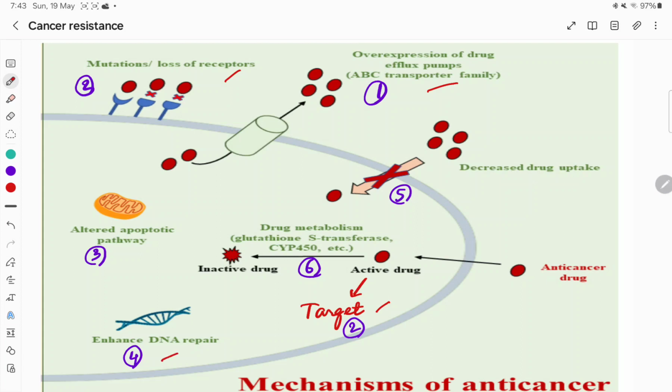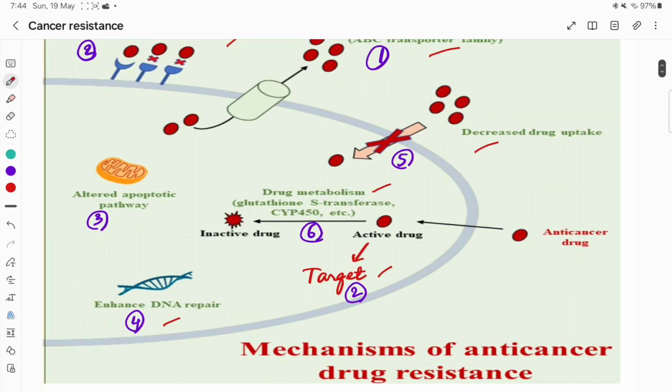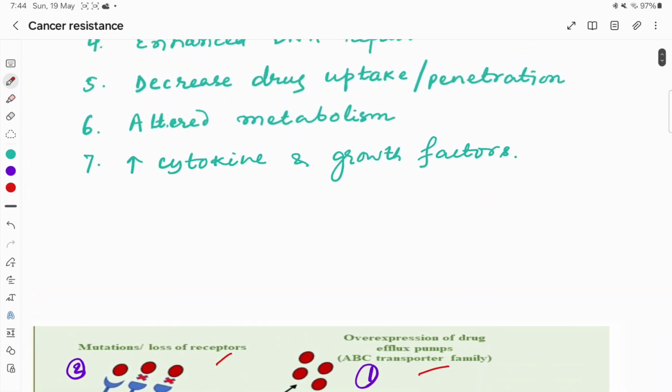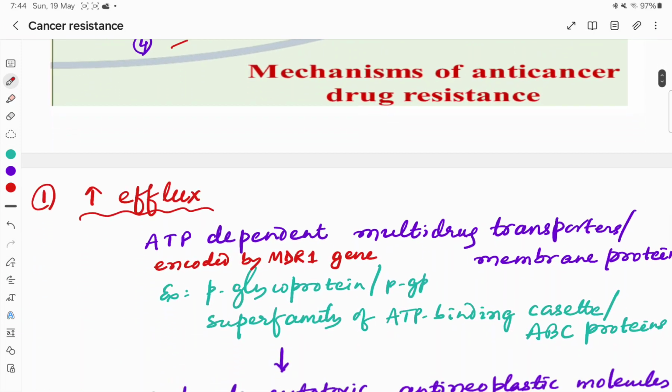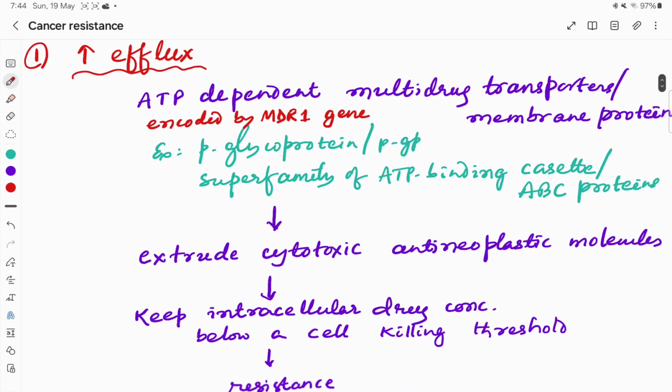There can be decreased drug uptake or penetration into the cell, and there can be altered drug metabolism. In addition to this, there can be another cause of drug resistance, the cytokines and growth factors. If their level is increased, then that will also lead to cancer drug resistance. So let us discuss them one by one. First, there is increase in efflux.